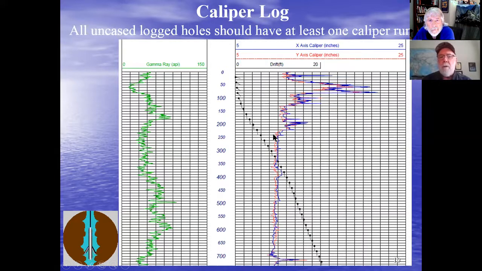The lower portion of the hole below about 225 feet is relatively in gauge. But what you're seeing above that are several washouts, the one at 200 feet, and then a very large washout right around 50 feet, which is affecting the natural gamma curve. It's showing very low gamma ray reading, but that's because it's reading mostly the drill mud. So remember, always run a caliper if you're going to run open hole logs, and make sure you're checking those against your curves.